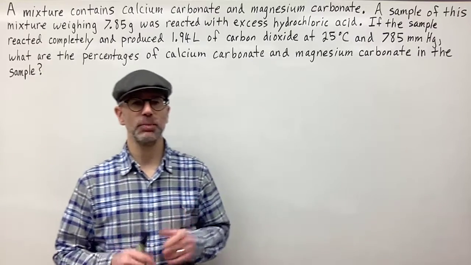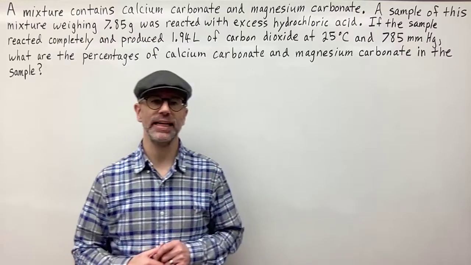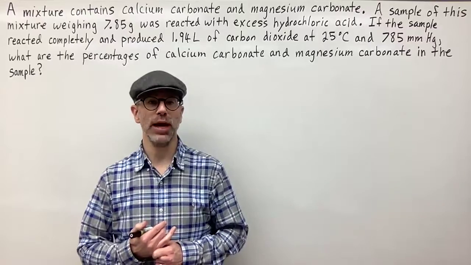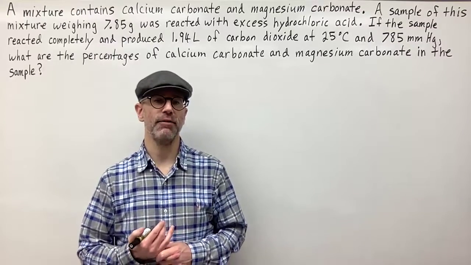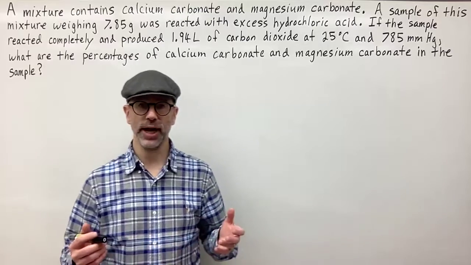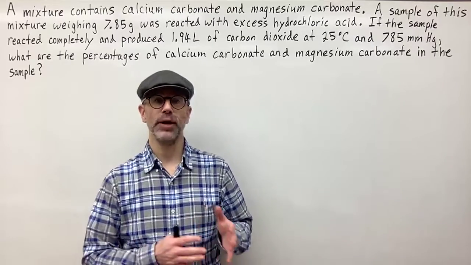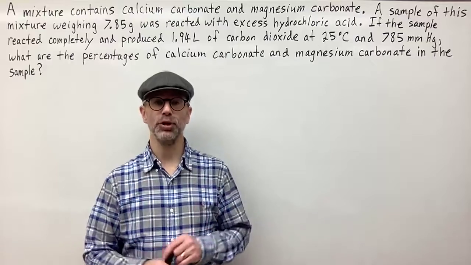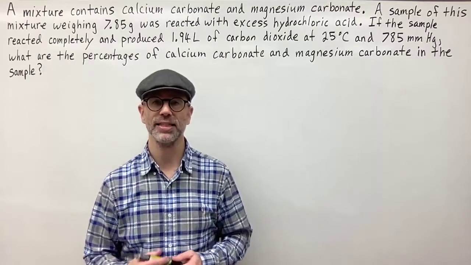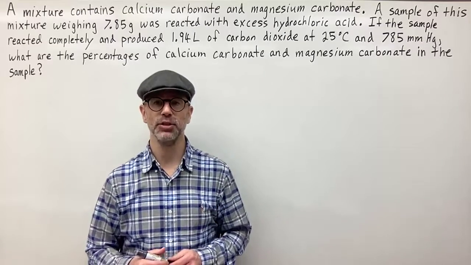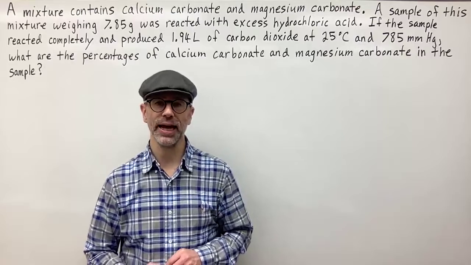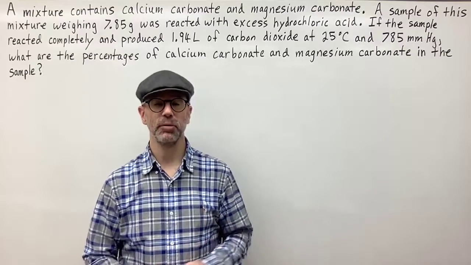So in this particular problem, we have a mixture that contains calcium carbonate and magnesium carbonate. A sample of this mixture weighing 7.85 grams was reacted with an excess amount of hydrochloric acid. If the sample reacted completely and produced 1.94 liters of carbon dioxide at 25 degrees Celsius and 785 millimeters mercury, what are the percentages of calcium carbonate and magnesium carbonate in the sample?